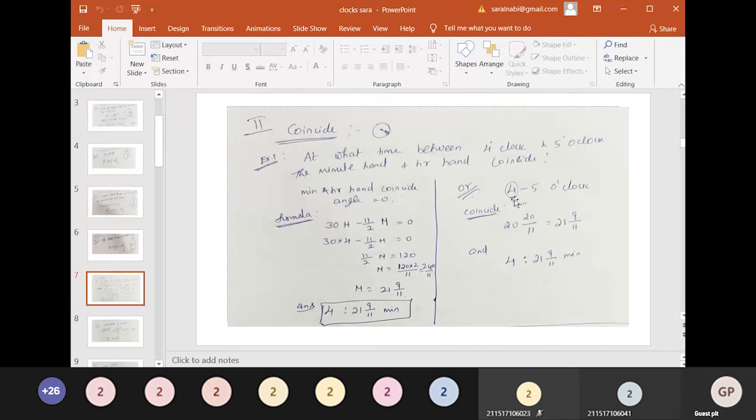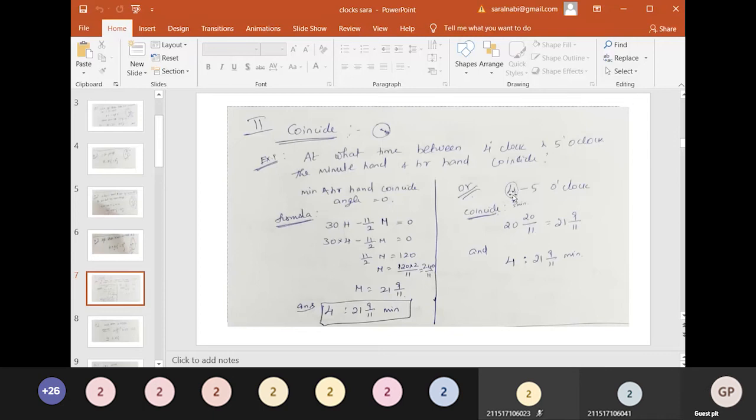Listen, you consider the lowest time, which is nothing but 4, and you multiply it with 5. So 4 into 5, 20. So you can write 20 into 20 by 11. You write like this, whatever may be the lowest time. For example, if the lowest time is 6, 6 into 5, 30, so 30 into 30 by 11. This is the constant way to write, to find out the coincide angle.